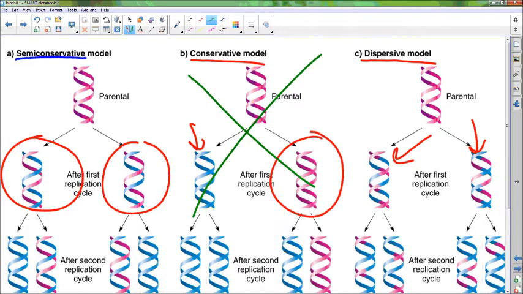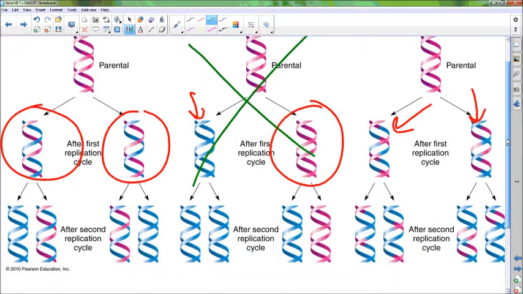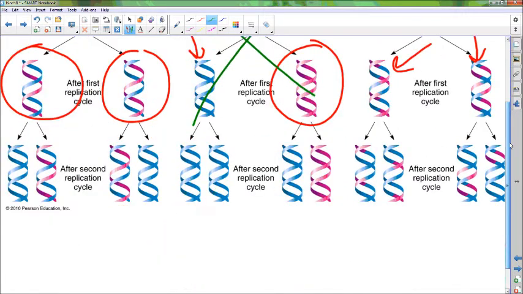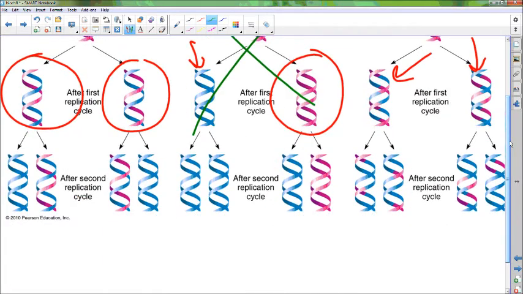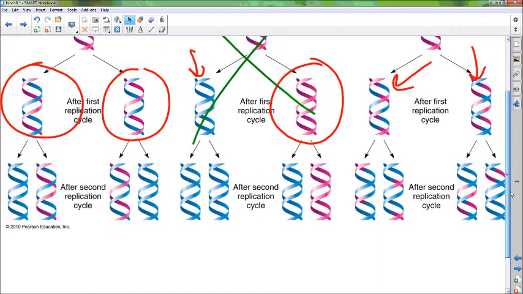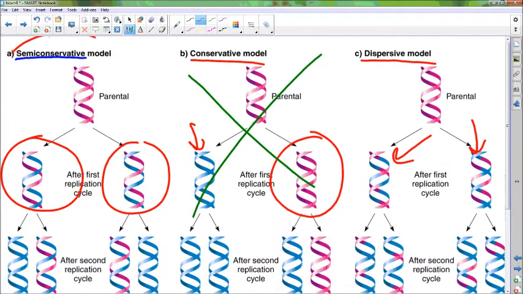But they realized if they let the cells go through another division, and they looked at them, if the dispersive model was true, then all 4 new cells should have radioactive atoms inside. If the semi-conservative model was true, then half of the cells would have non-radioactive DNA, half of them would have radioactive. And what they found was the semi-conservative model was the one that stood up to the scientific analysis.